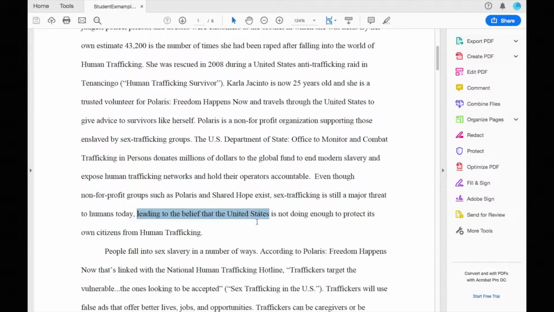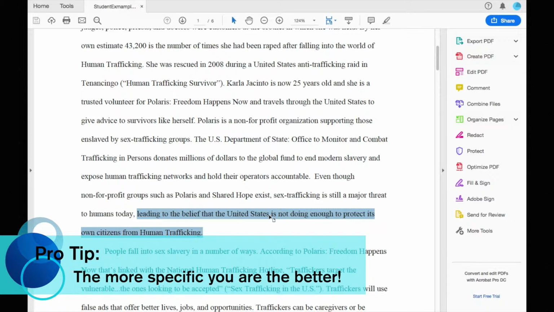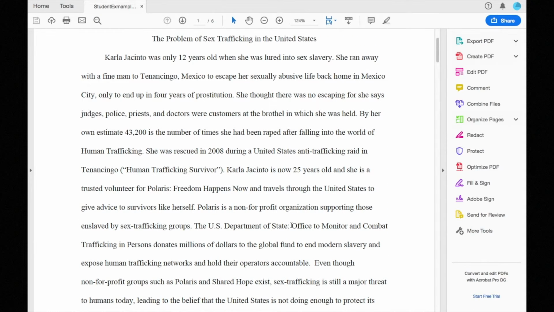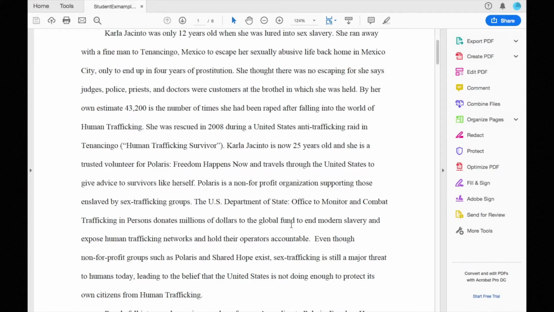Leading to the belief that the United States is not doing enough to protect its own citizens from human trafficking. So yes, these groups exist, but it's still going on, and it's the United States itself at fault. And she could even put government or some sort of other organization in here to clarify that. It's not the country as a whole, or maybe that's what she wanted to put. So that's the reason why it still exists. And she goes on in her paper to explain what else the United States could be doing to protect its own citizens. So this is the introduction. This is what I want you to do for your paper, and that's it.